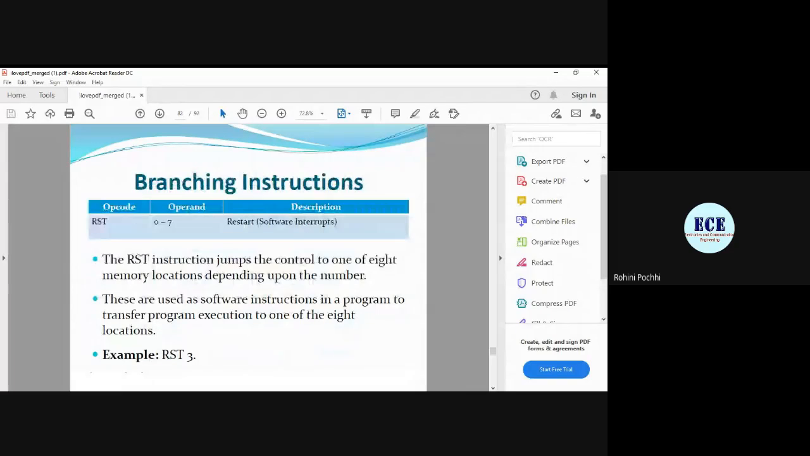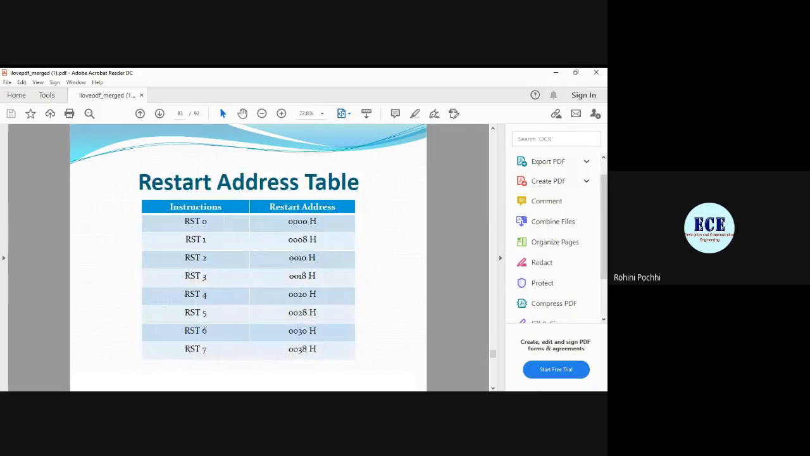RST means restart, the software interrupts. Whenever the RST instruction is executed, it jumps the control to one of the 8 memory locations depending upon the number. These are used as a software instruction in a program to transfer program execution to one of the 8 locations. These are the 8 locations present in the instruction set of the 8085 microprocessor, that is RST 0, 1, 2, 3, 4, 5, 6 and RST 7.